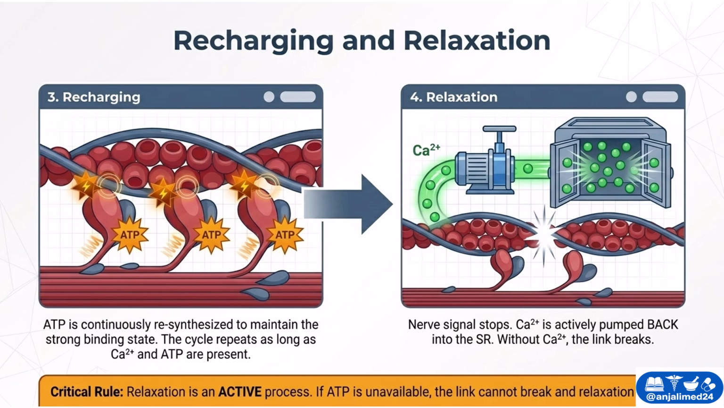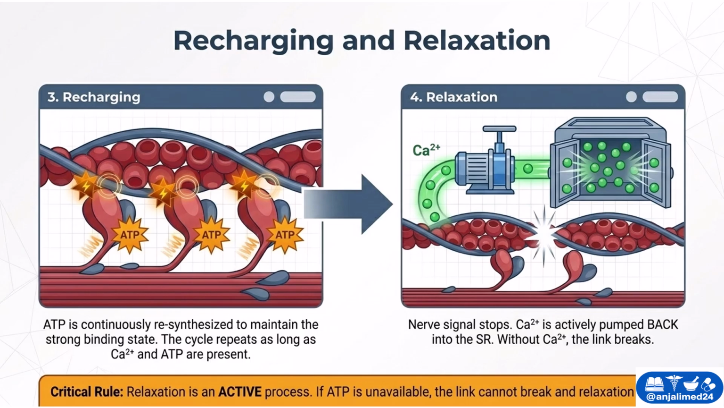This is exactly what occurs in rigor mortis after death. When ATP production completely stops, the myosin head stays permanently attached to the actin, causing the stiffness of the skeletal muscle. Clinically, defects in calcium reuptake can also impair relaxation. For example, certain muscle disorders and malignant hyperthermia involve abnormal calcium handling, leading to prolonged contraction and muscle rigidity.